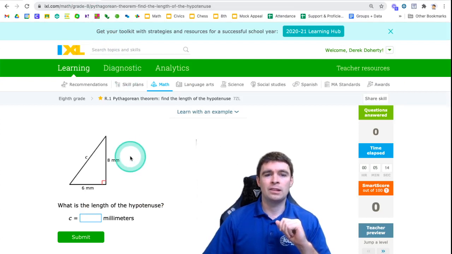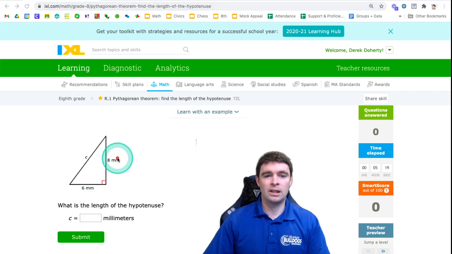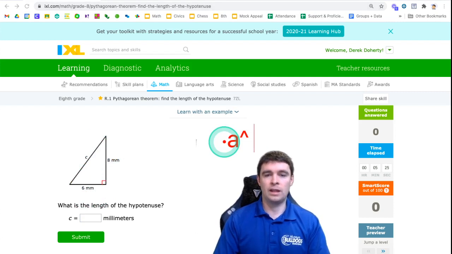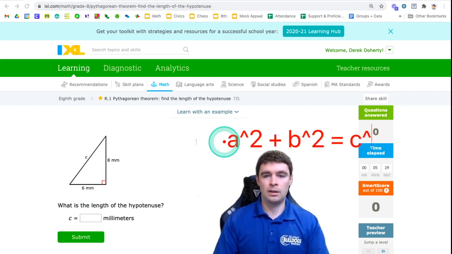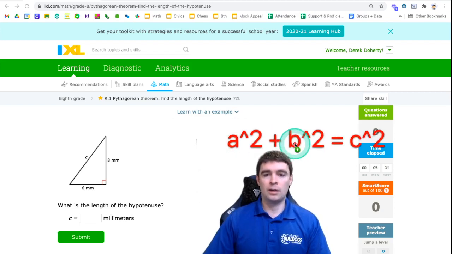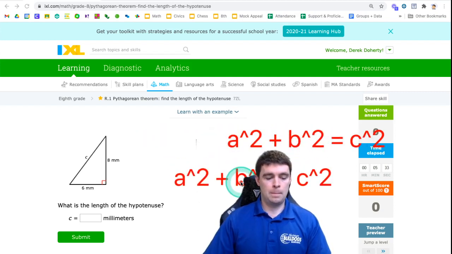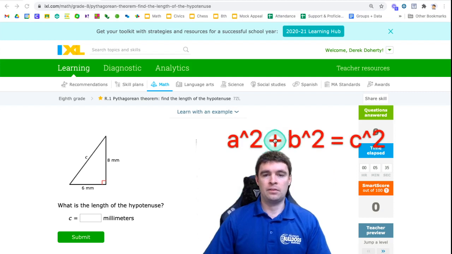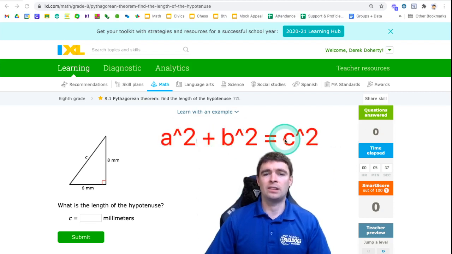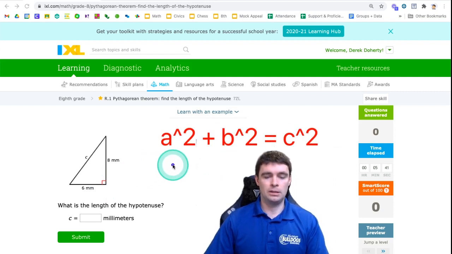So for this first example, we see a right triangle with side legs of 6 and 8, and the longest side we do not know yet, they've labeled it as c. So I'm going to take my formula of a squared plus b squared equals c squared, and plug into it to find the missing side, in this case c. Blue will show as we plug into this formula.